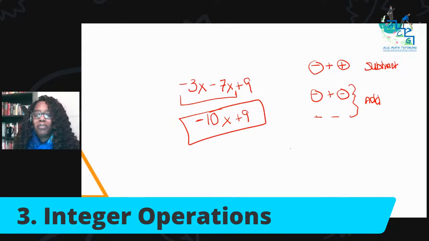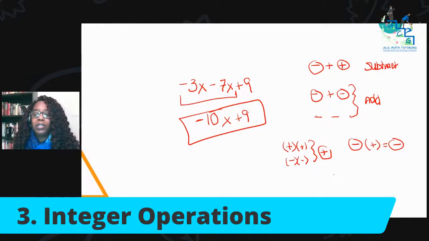Multiplication and division, everyone knows. If the signs are the same, so if you have addition times addition, if you have a negative times a negative, they're all going to give you a positive answer. If I do opposites, like a negative times a positive, or vice versa, my answer is always going to be negative. So the same thing happens with division.